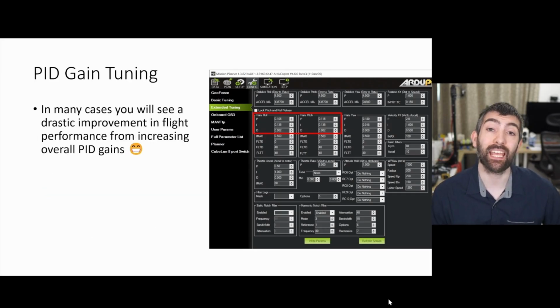In many cases, increasing the overall PID gains with the correct PD balance is going to give you a pretty drastic improvement in flight performance. And hopefully this should tell you that you're on the right track with your tuning.